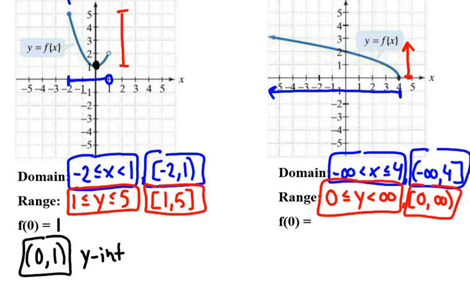And then f of 0 is your y-intercept when x is 0. Your y-coordinate is 2, so you would say 2. Your y-intercept is the coordinate (0, 2).